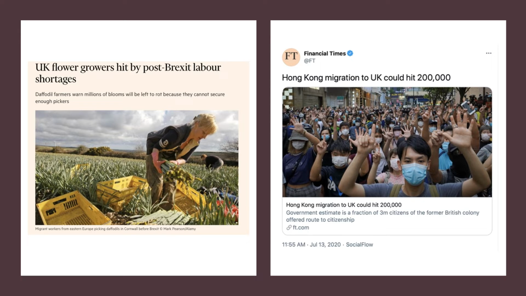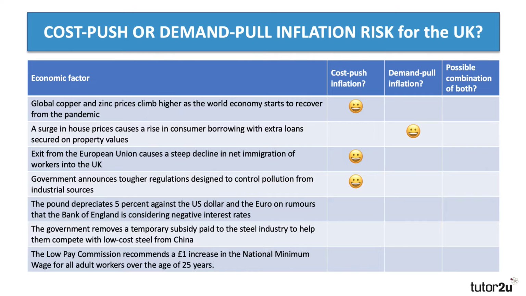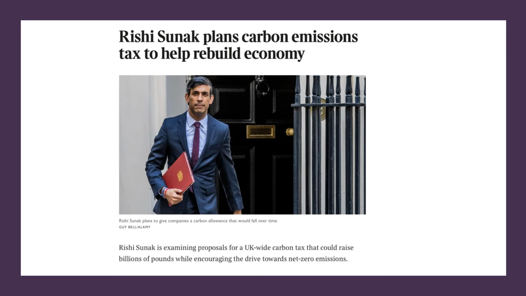The fourth factor: government announces tougher regulations designed to control pollution. That would increase, presumably, the regulatory cost facing businesses. It may well increase their cost base, and that could cause higher prices. There is some thinking, by the way, that the government, which needs to raise tax revenue given the size of the budget deficit, may well have to introduce some new taxes. Perhaps we may be moving towards some sort of carbon tax, conceivably to replace the carbon trading system. A carbon tax would add to costs of many businesses across the country and cause cost push inflation.